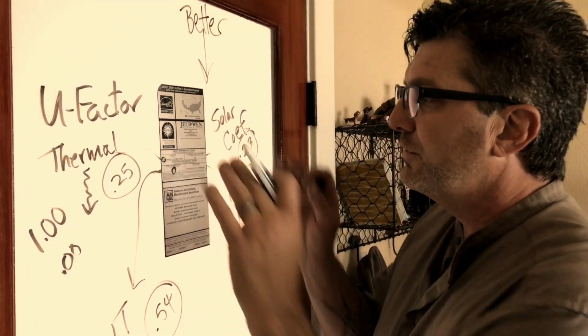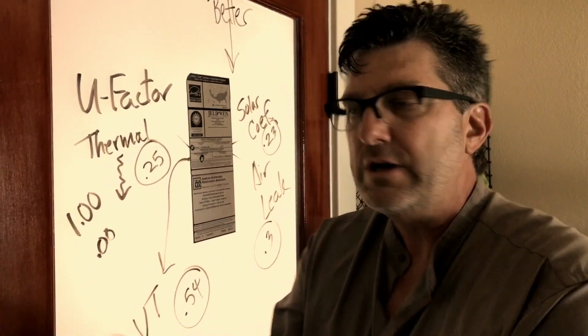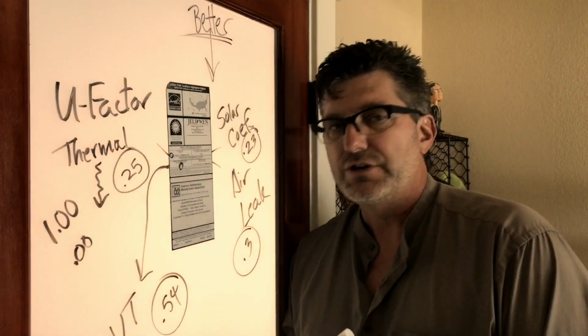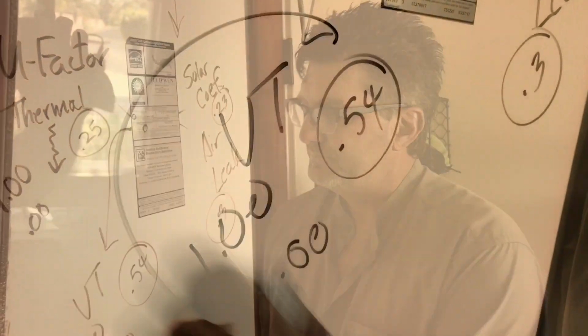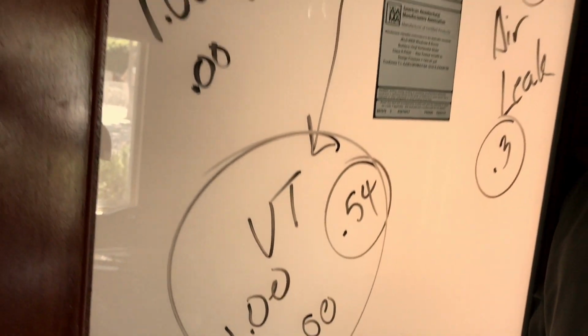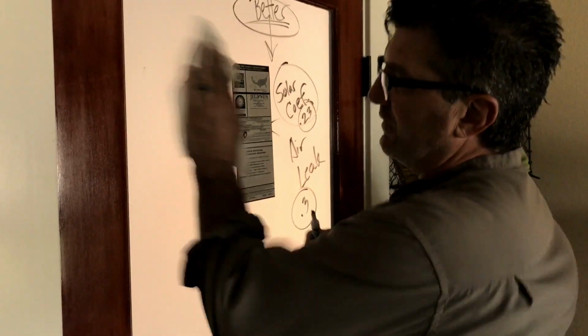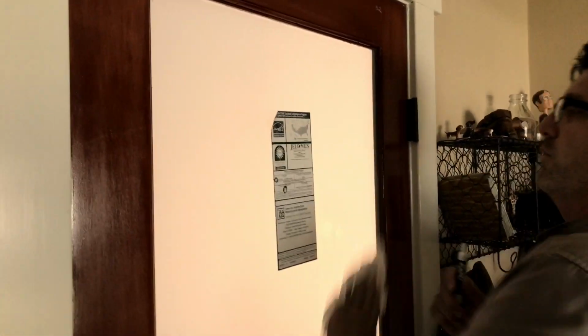These are all numbers about stuff getting through. So the smaller these numbers are, the better and more energy efficient the window is. Except for this one, the visual light transmission. The bigger that number is, the brighter the window is. Okay, so let's erase all this stuff for a second so I can talk about one more important thing.